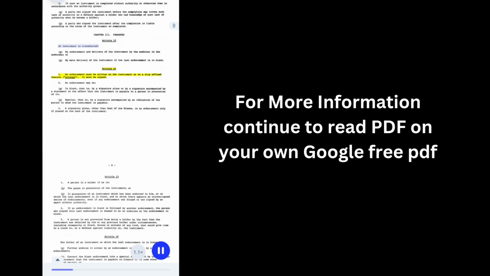Chapter III. Transfer. Article 13. An instrument is transferred by endorsement and delivery of the instrument by the endorser to the endorsee, or by mere delivery of the instrument if the last endorsement is in blank.